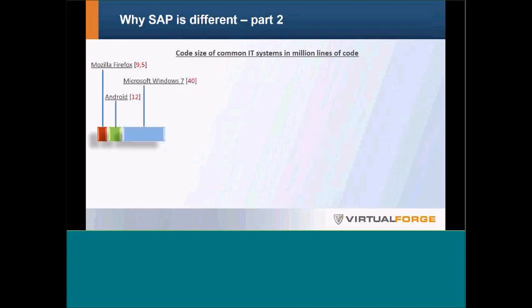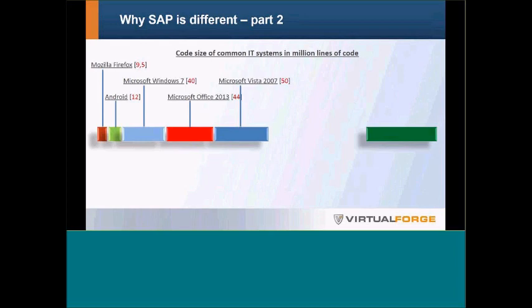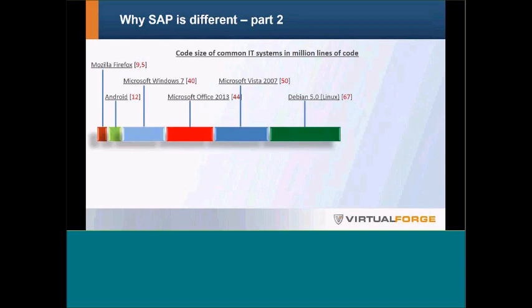Just as a comparison, you have Mozilla Firefox, which is around 9.5 million lines of code. Then we have Android with around 12 million lines of code. Microsoft Windows 7, which was 40. Then I think next is Microsoft Office 44. Vista had some more lines of code, 50 million. I believe they now downsized Microsoft Windows 10 to probably closer to the 40 million of Windows 7.